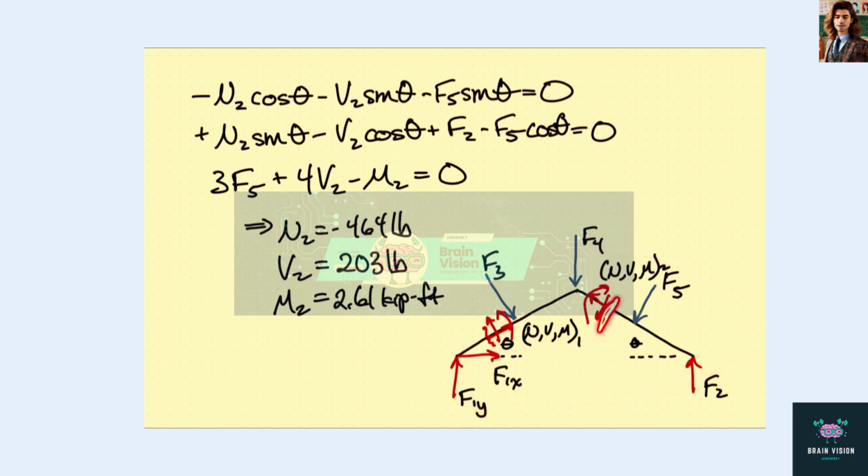So looking at problem 30 now, we copied the figure over here. Now we're looking at this point here, and we take a cut. We take a look at this region of the beam.